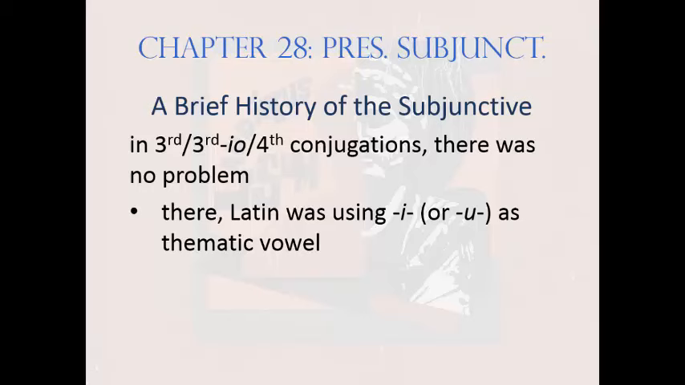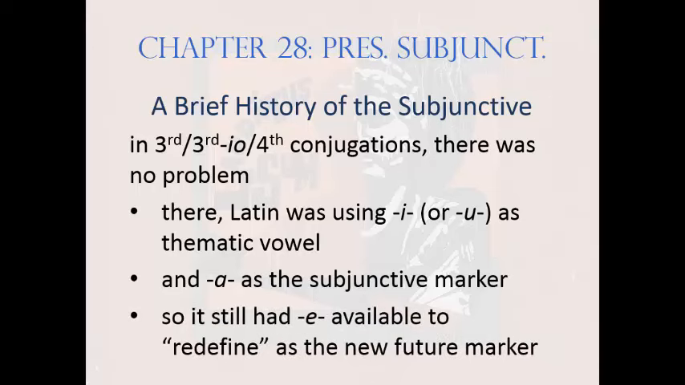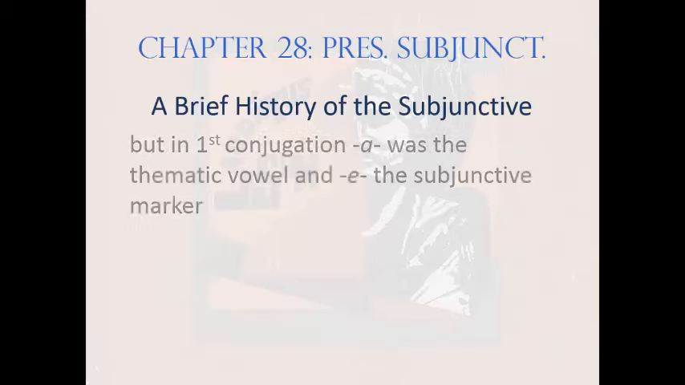If the normal thematic vowel is a colorless short e, third, or short i, third IO and fourth, not A or E, you've got a splendorous A to use as your subjunctive marker and E as a future marker. But in first conjugation, where A is already being used as a thematic vowel, so the subjunctive marker has to be E, the only other wildly chromatic choice, what do?